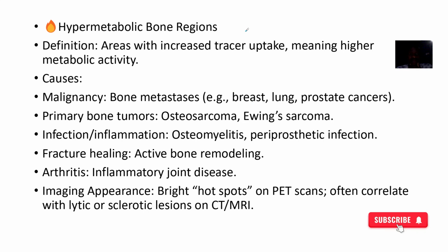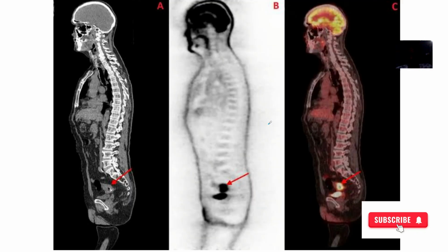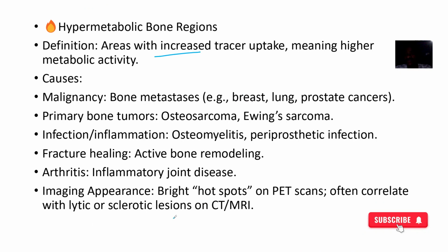So hypermetabolic, these are areas with increased tracer uptake, meaning there's higher bone activity going on there. So if I see all these places, so much red, do you understand? Focus on the bones. Let me say here, down to the lumbar spine is darker, which shows you that there's more activity there, right?